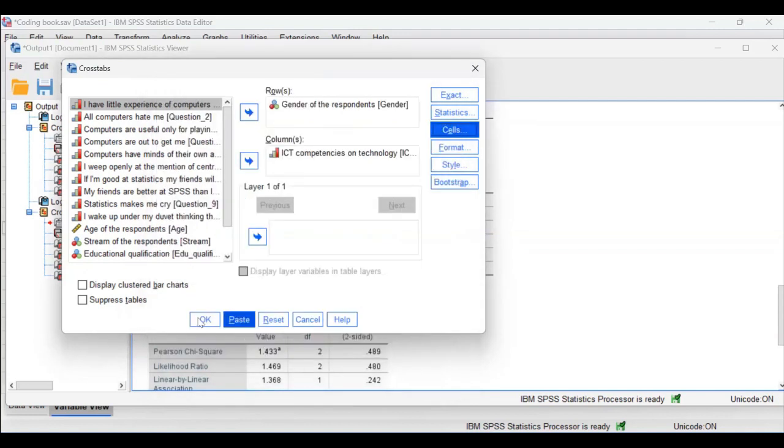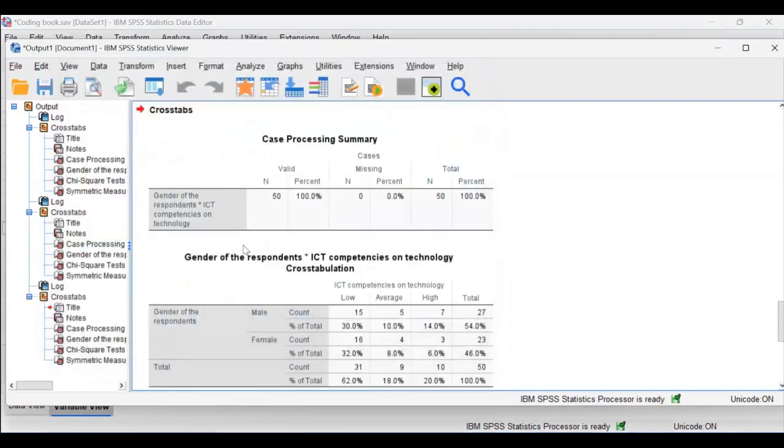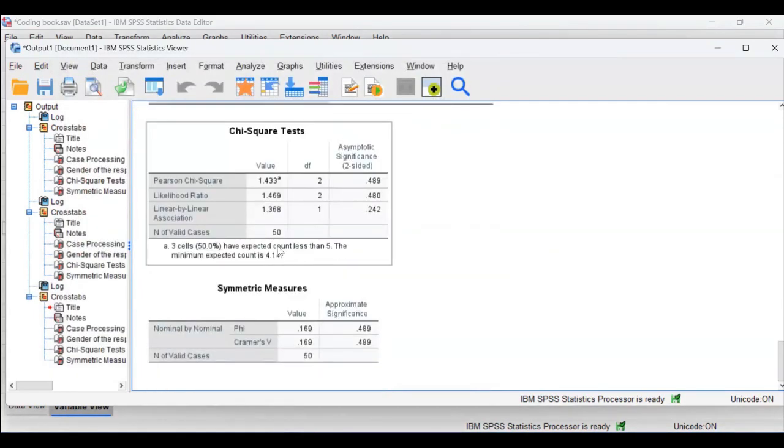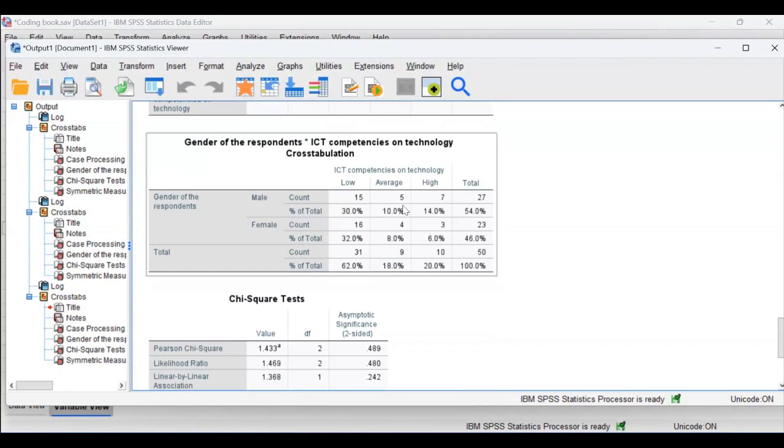Is it clear, madam? Yes, sir. Now it is clear. Okay. Now we can see that we have percentages. So this percentage helps us while comparing and analyzing your interpretation part.